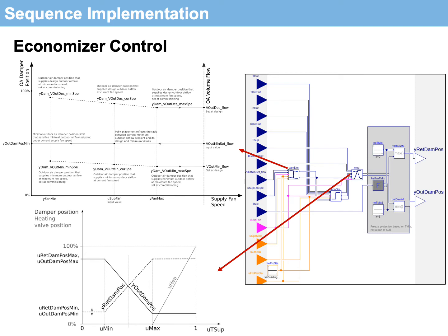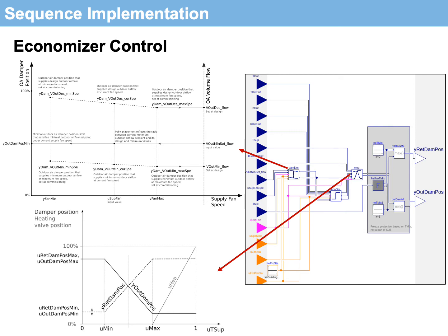The next sequence is economizer control, and here there are two significant parts to point out. The first is basically determining what the minimum and maximum limits are for the outside air damper position, to make sure that at any fan speed, or as fan speed changes, we're able to maintain our minimum outside air requirements. And that's being done on the top left.